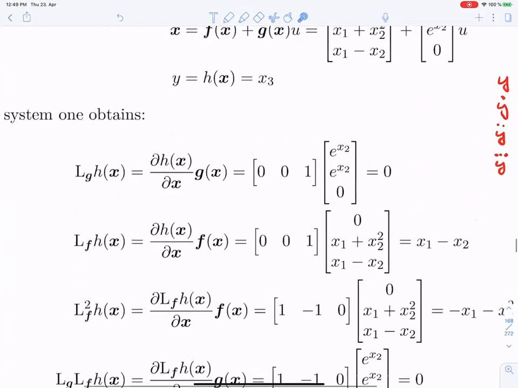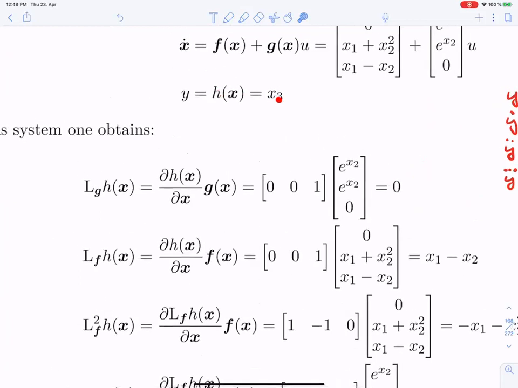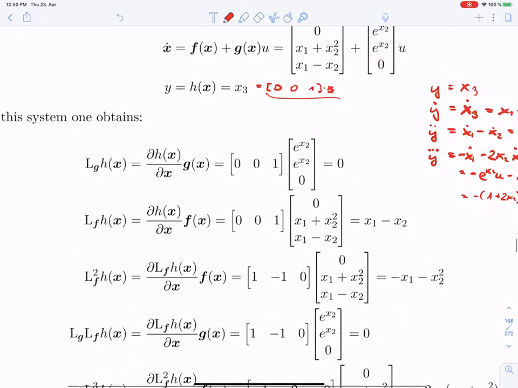So let's take a look. First of all, this is the output. So this is x3, which is simply 0, 0, 1 times x, okay? So what is the Lie derivative of this along g or f? Let's check this out. So first of all, this is our scalar function here.